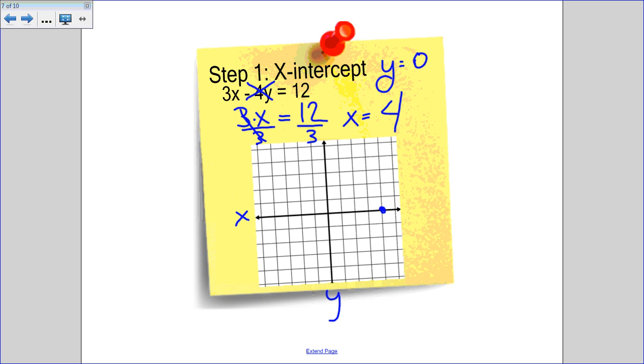So your second post-it note should say, step 1 is finding your x-intercept. It should show how we found it, and it should show the point. If you need to pause here, that would be a good time, or you can move along with me if you're ready.